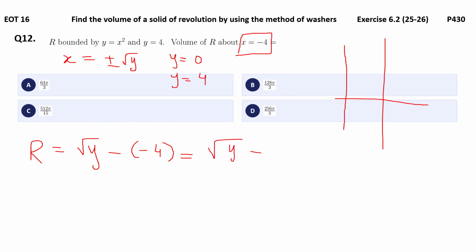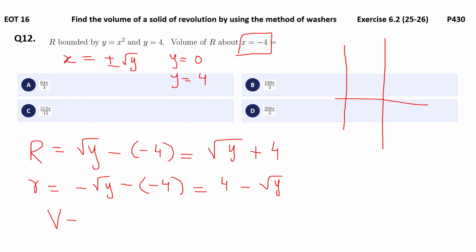Root y plus 4. And the inner radius, we begin from the left side, that is negative root y until negative 4. So negative of negative become positive. So I start writing 4 minus root y, or you can maintain negative root y plus 4.